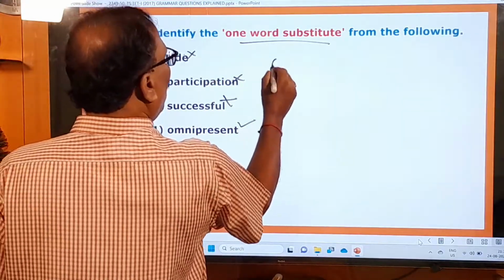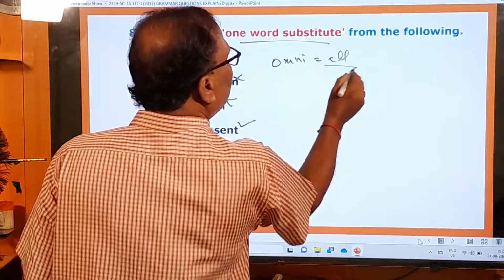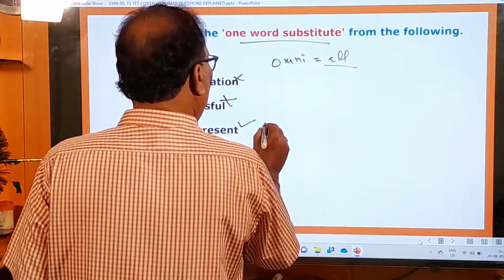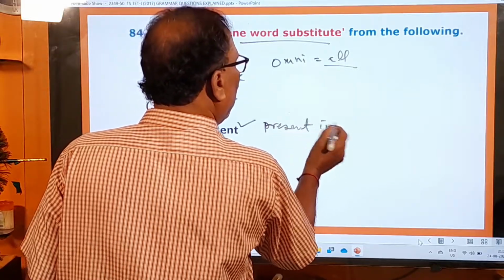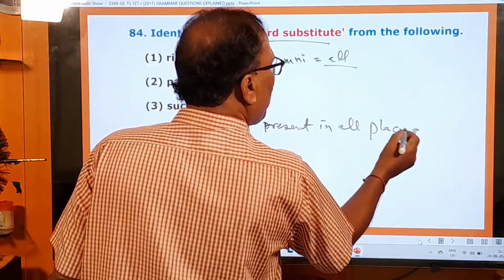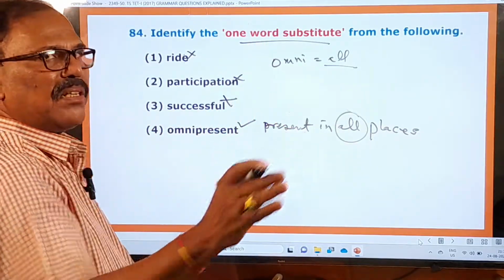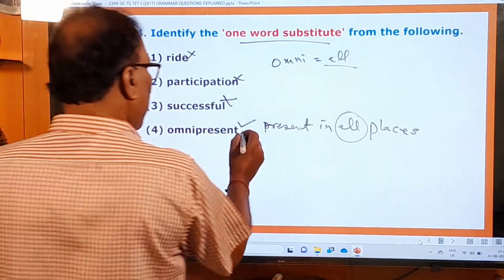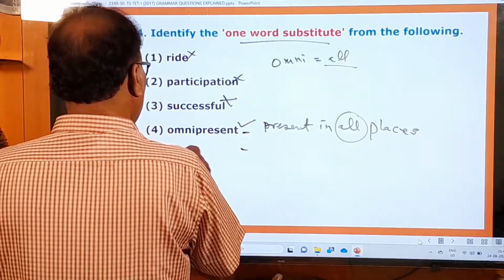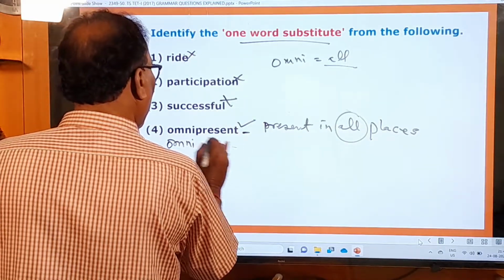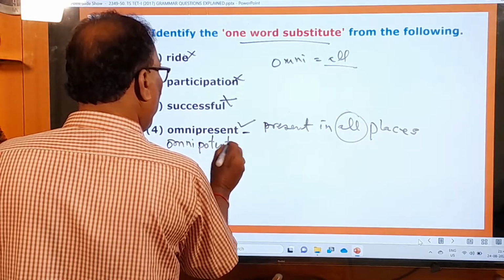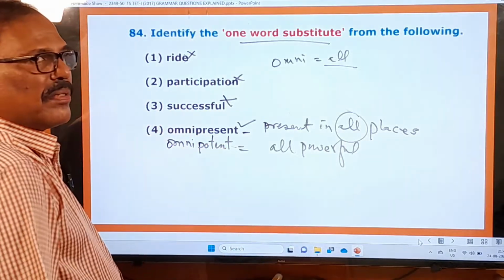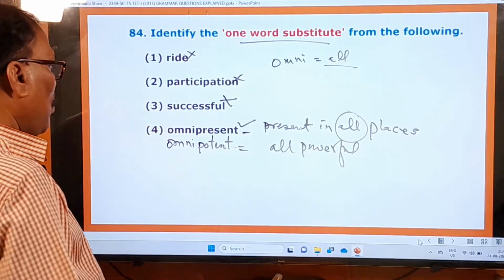Omnipresent: omni means all. Present means present. So omnipresent means present in all places. Sarvantaryami, you can say something in Sanskrit also. And here two more words are there. That's called omnipotent, which means all powerful. Sarva Shakti Mantudu, all powerful, omnipotent.